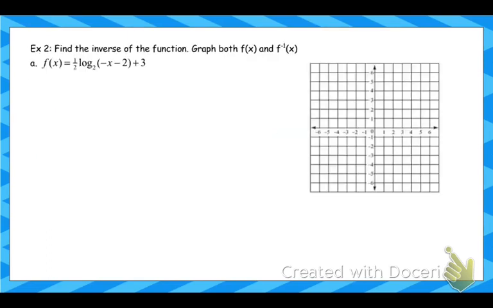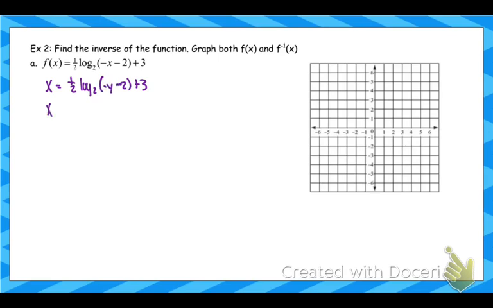So what we're going to do now, same thing. We're going to find the inverse algebraically. We're also going to get some extra graphing practice in, though, and actually graph these equations. So I'm going to start by finding the inverse algebraically, and then we'll go back and graph. So we'll do x equals 1/2 log base 2 of negative x minus 2, plus 3. Oops, sorry. That should be a y.